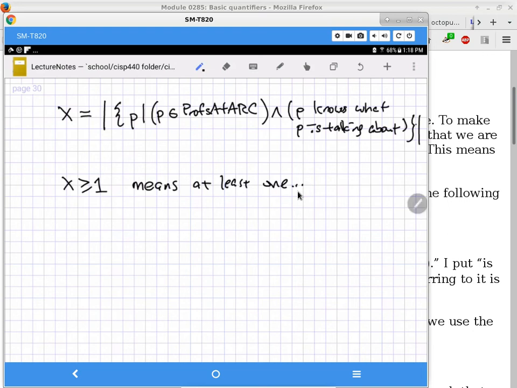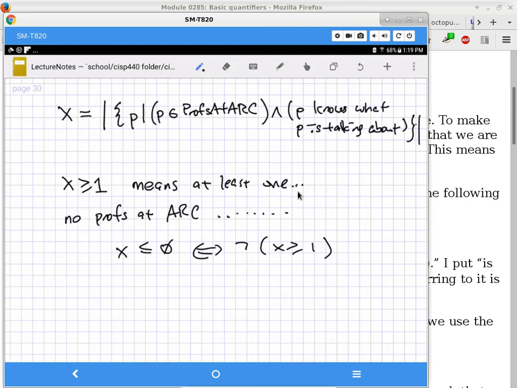So I'm going to reverse the question. What if I want to say no profs at ARC know what he or she is talking about? Then x is, technically, less than or equal to 0. But if x is less than or equal to 0, it's also the same thing as saying it is not the case that x is greater than or equal to 1. Which also means the negation of at least one professor at ARC knows what he or she is talking about is exactly saying no professor at ARC knows what he or she is talking about. Does that make any sense?